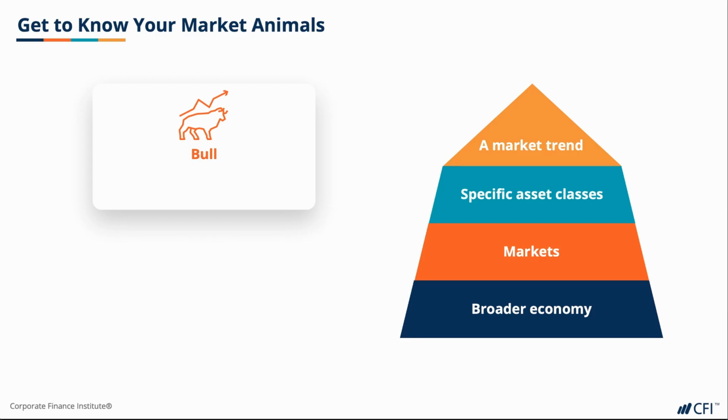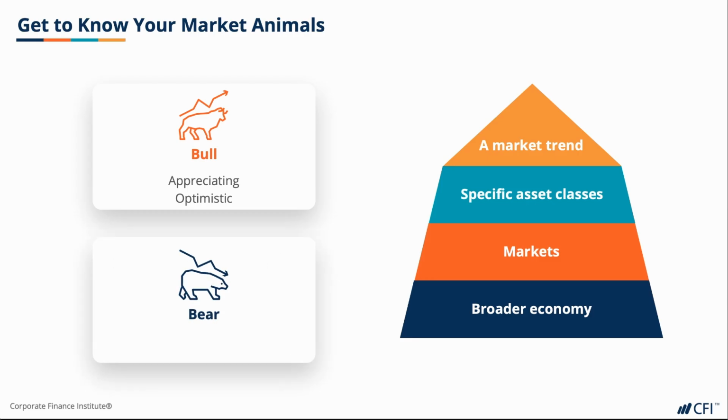A bull market is a market that is appreciating and implies that the market will continue to go higher. Bulls are people who continue to be optimistic. A bear market is the opposite. The market is falling and may continue to decline. Bears are people who think things will get worse, or pessimists.